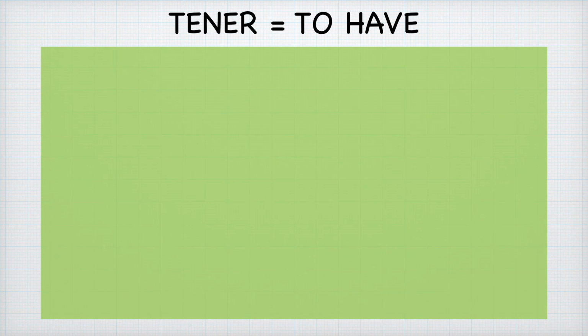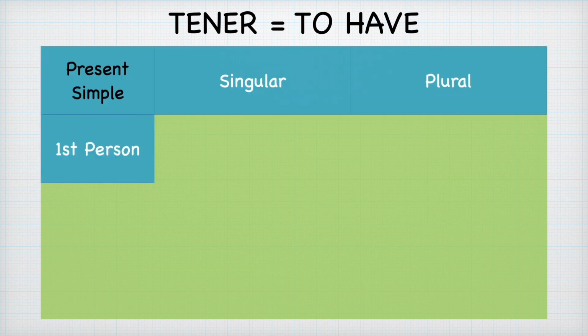Tener is probably one of the most used verbs in Spanish, and it means to have. Today we'll take a look at how to conjugate the simple tenses, and later on we'll practice with some phrases. Let's take a look at the present tense. For the first person singular, we will use tengo.